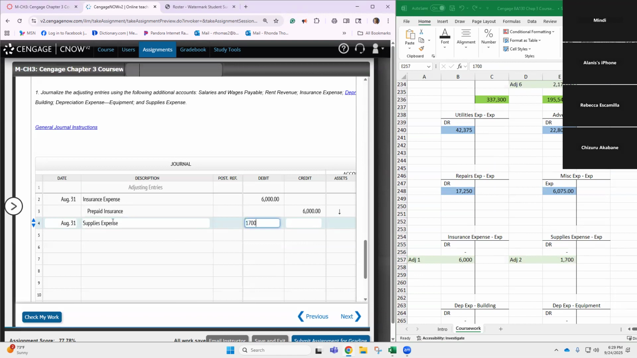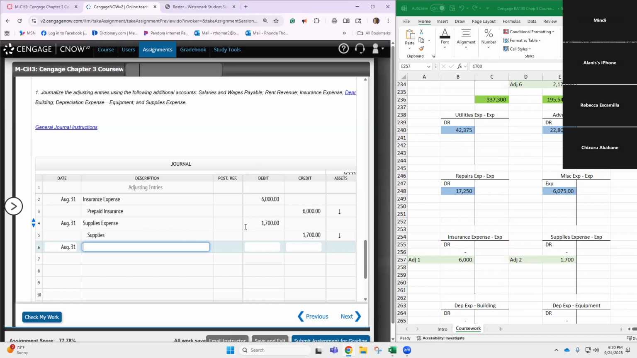Wow. 1,700. And we're making the supplies asset account go down by the amount of supplies that we used for this year. Okay. So there is our second adjusting entry, August 31st again. All right. Number 3.